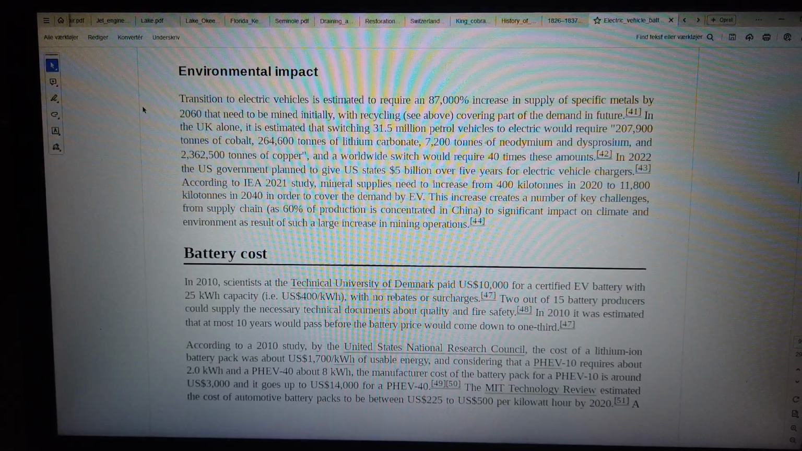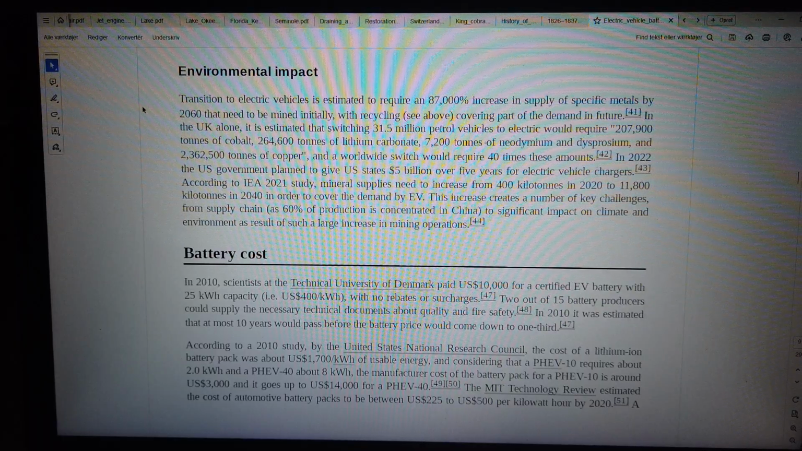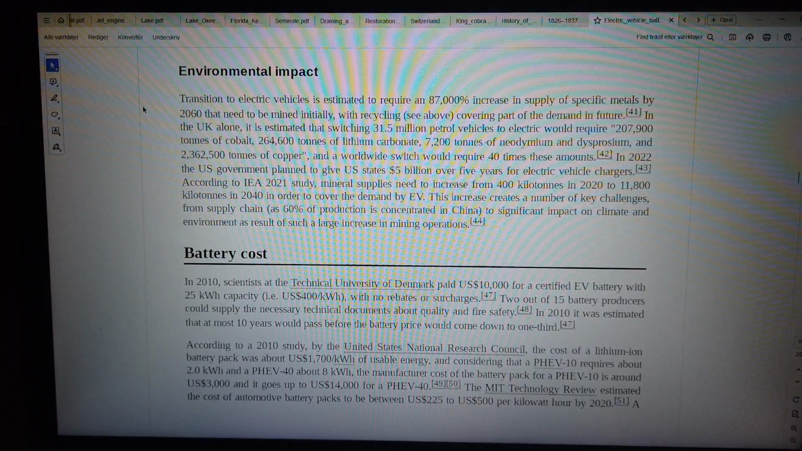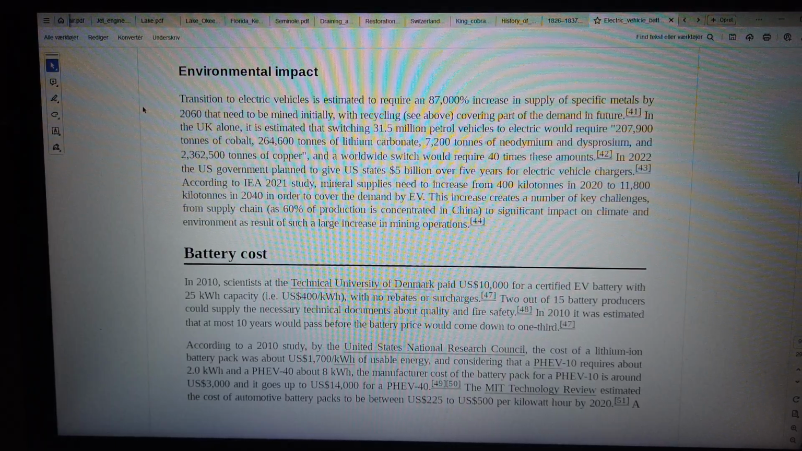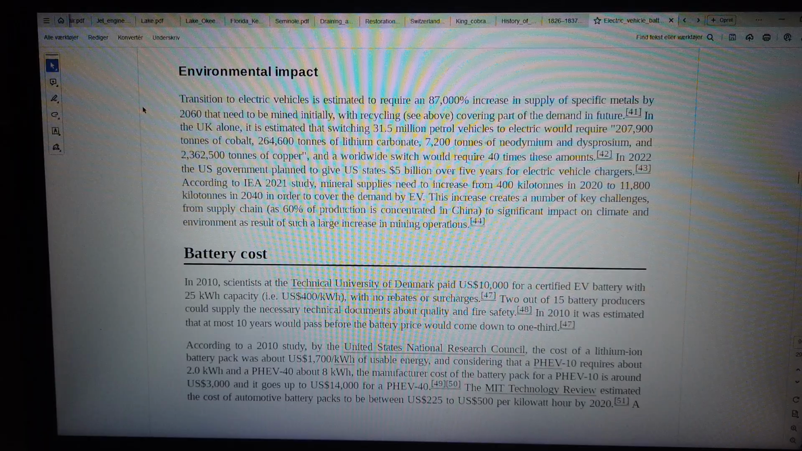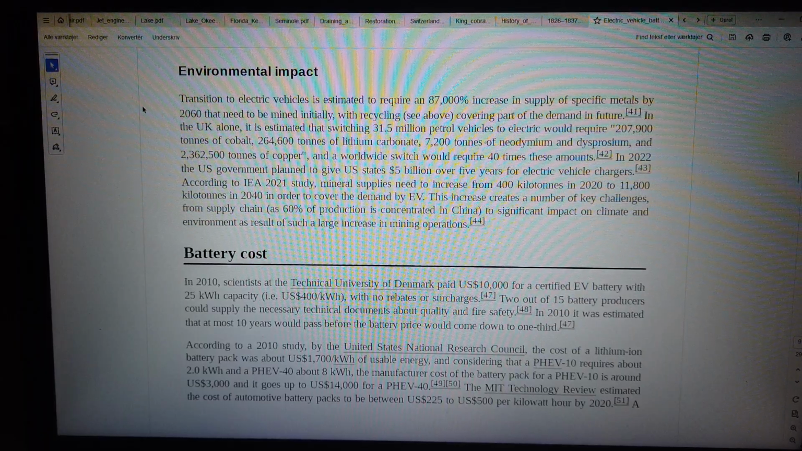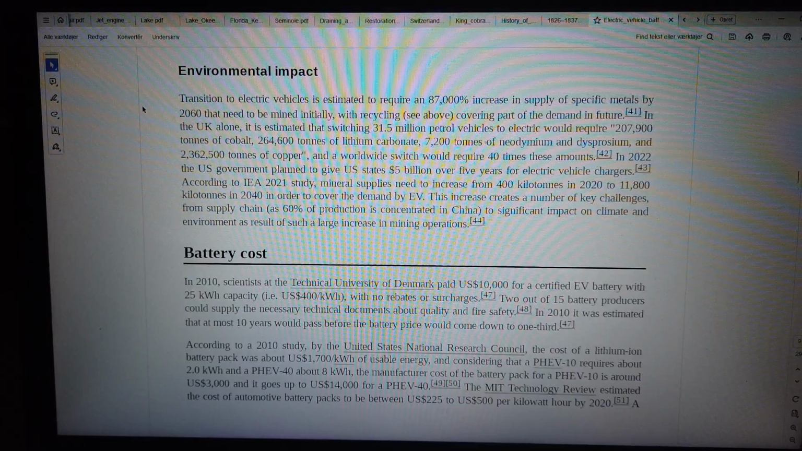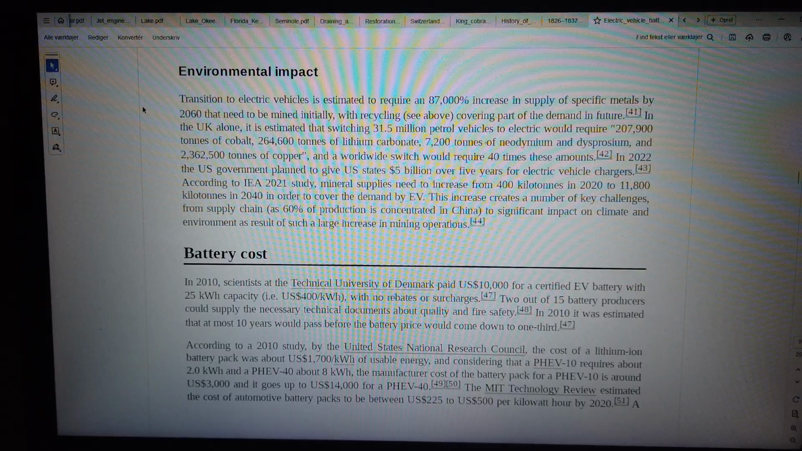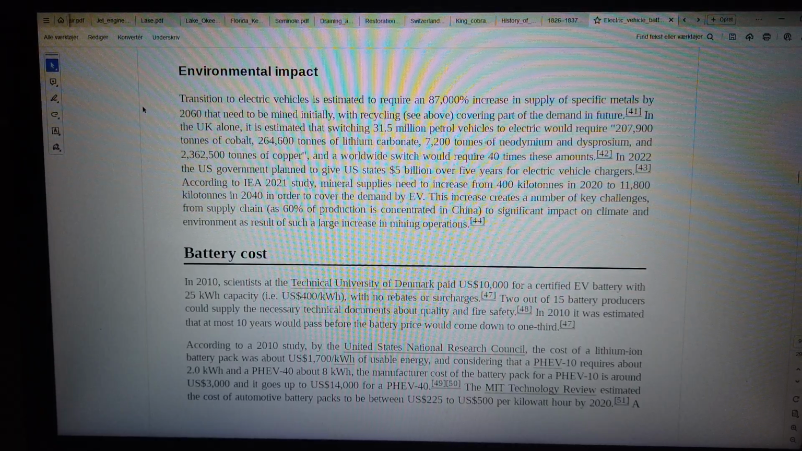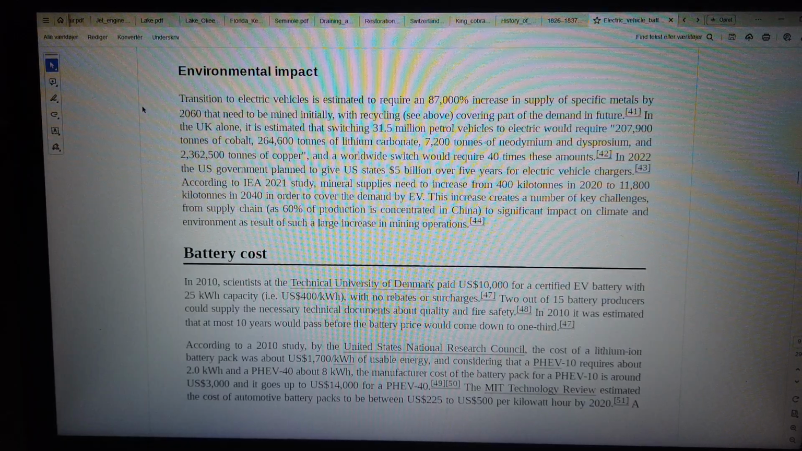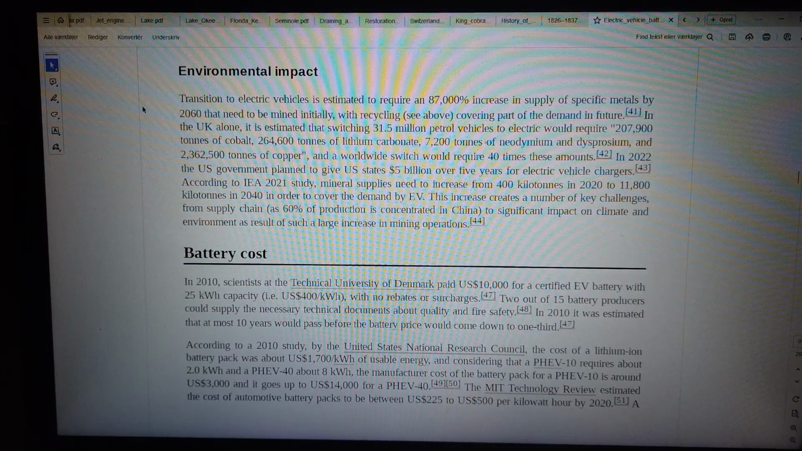42. In 2022, the U.S. government planned to give U.S. states $5 billion over 5 years for electric vehicle chargers. 43. According to an IEA 2021 study, mineral supplies need to increase from 400 kilotons in 2020 to 11,800 kilotons in 2040 in order to cover the demand by EV. This increase creates a number of key challenges, from supply chain, as 60% of production is concentrated in China, to significant impact on climate and environment as a result of such a large increase in mining operations.